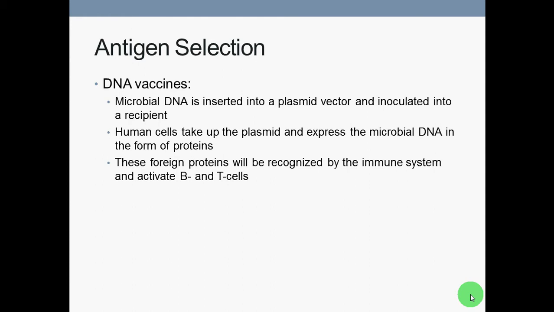Theoretically, the human cell could take up the plasmid and express that microbial DNA. So the idea here is that we're just introducing DNA that encodes an antigen from the microbe. When human cells take up that DNA, they start producing the antigen themselves. Because this antigen is then inside of the human cells, inside of the human body, the immune system can recognize that antigen and mount an immune response to it, activating B cells and T cells.